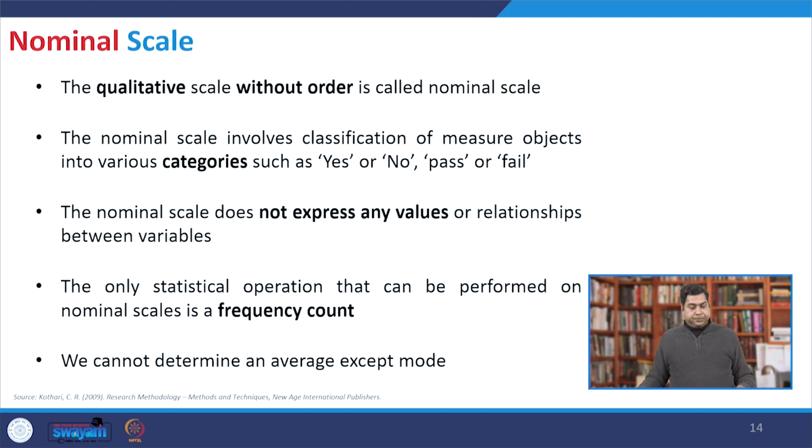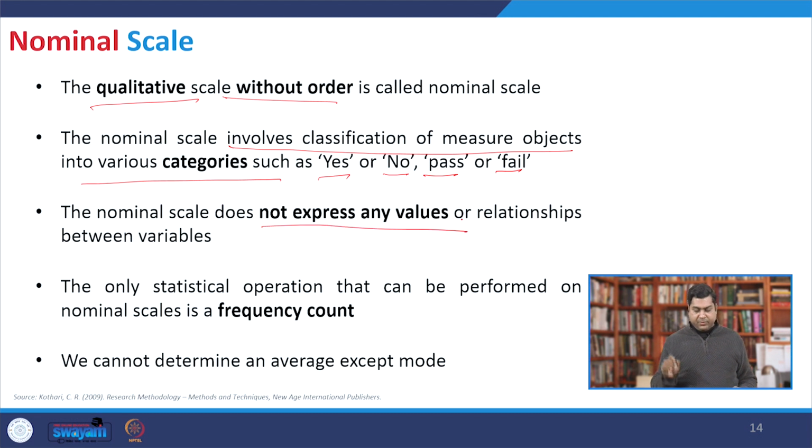Now nominal scale, what exactly is it? It is a qualitative scale without order. There is no order; it is just a category that it can mention. The nominal scale involves classification of measured objects into various categories. So it is a categorical variable, like yes, no, or pass, fail, male, female, black, blue, etc., where there is no such kind of measurement and order. In such cases, the nominal scale does not express any values or relationship between the variables.